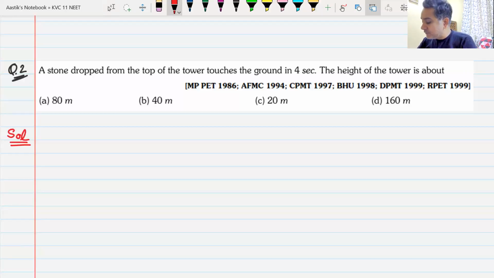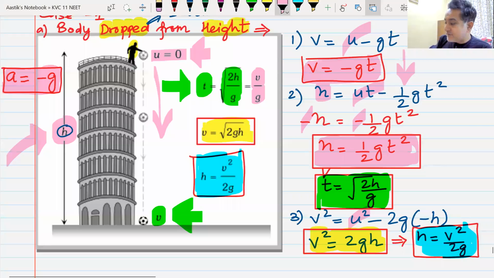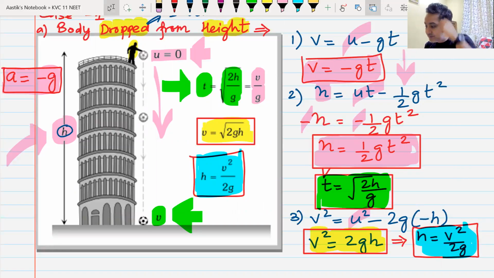A body is dropped from the top of a tower. So that tells me that the initial velocity is 0. It touches the ground in 4 seconds. That means time is given as 4. You have to find out the height of the tower. Which formula you should have applied here, my dear friends? The formula is right here in front of you. This one.